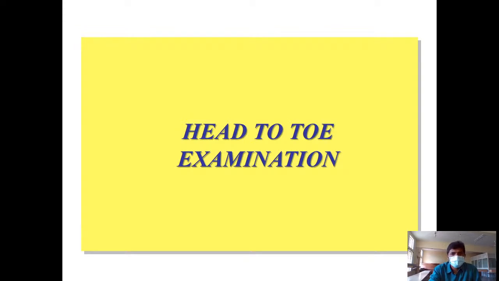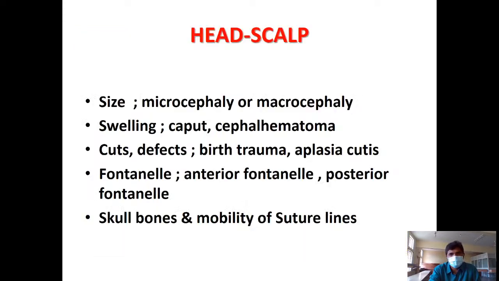Then coming to the important aspect of examination, head to toe examination. Head to toe examination starts with the head and particularly the scalp. In the head you need to look for the size of the head, whether the baby has normal head size, microcephaly, or macrocephaly. Are there any swellings of the scalp like caput succedaneum, cephalhematoma, or subgaleal hemorrhage, any cuts, any defects, any birth trauma injuries, aplasia cutis? Then you need to examine the fontanelles, anterior fontanelle and posterior fontanelle, and then you look at the skull bones and mobility of the suture lines. So these are the things you need to look for in the head, especially the scalp.